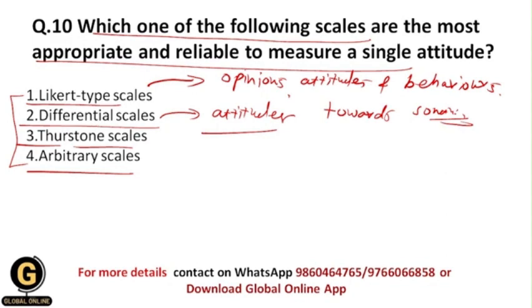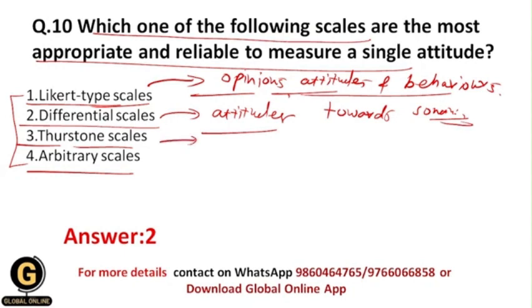And that's why if you want to measure a single attitude of a person toward something, a differential scale is the most appropriate and reliable way. That's why your correct answer should be 2, not Likert type scale, because a Likert type scale is useful to measure opinions, attitudes and behaviors, I mean to say all. But if you want to measure exactly a single attitude towards something, then obviously the most appropriate and reliable way is the differential scale. Now let us see what the Thurstone scale is.